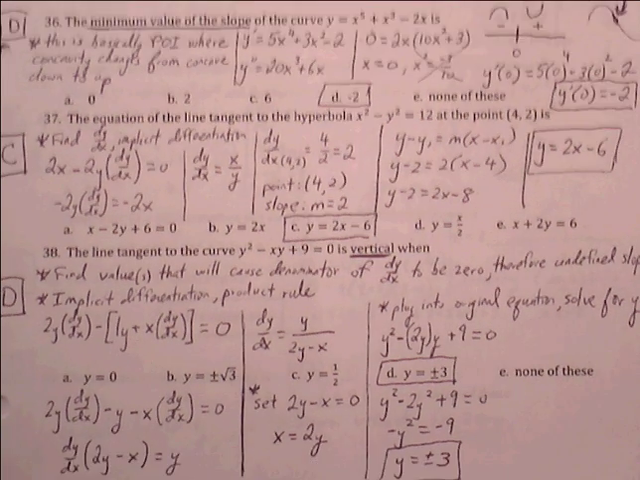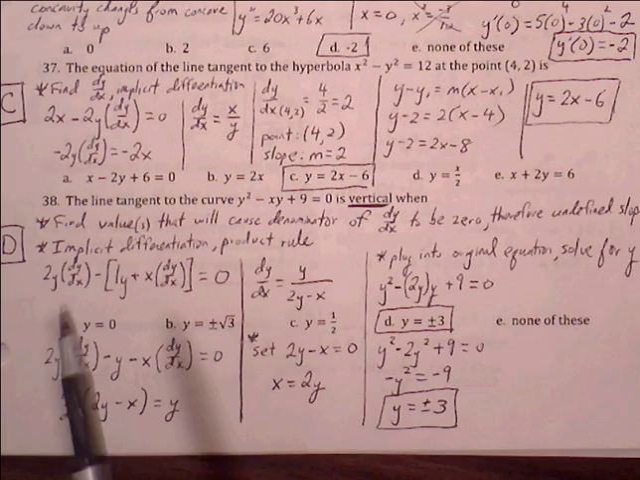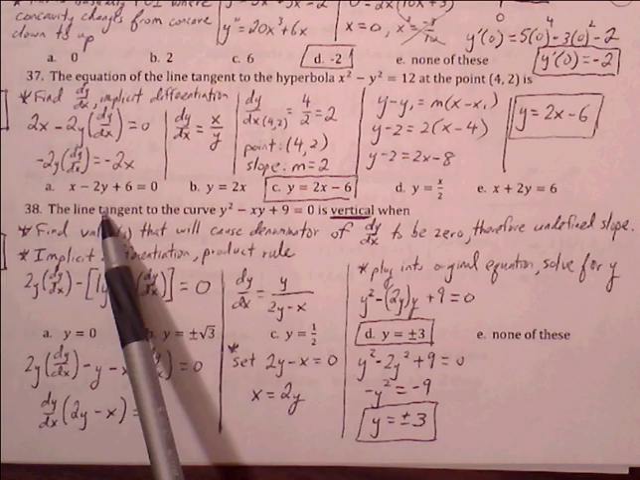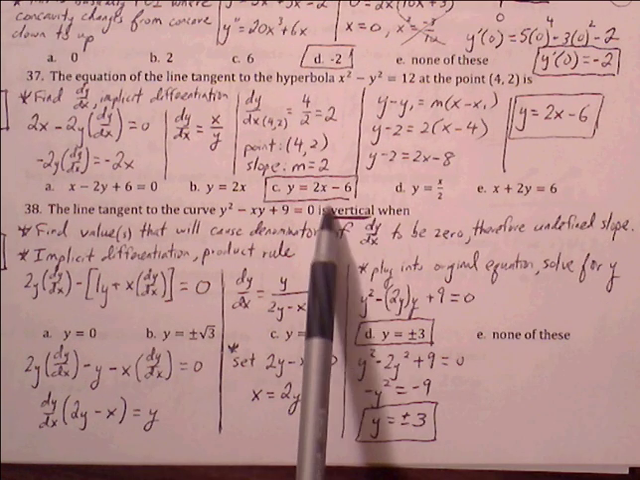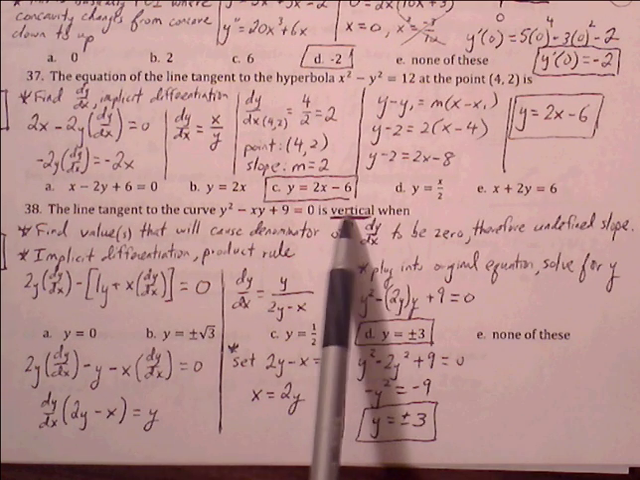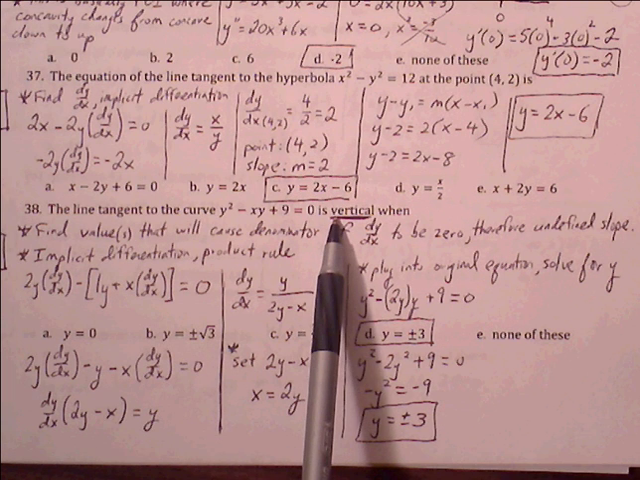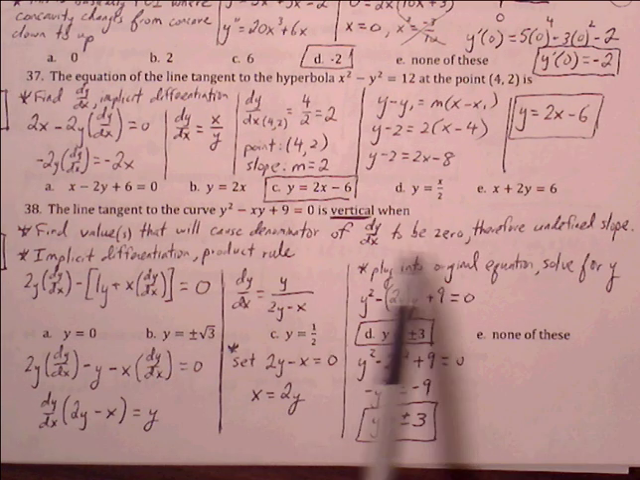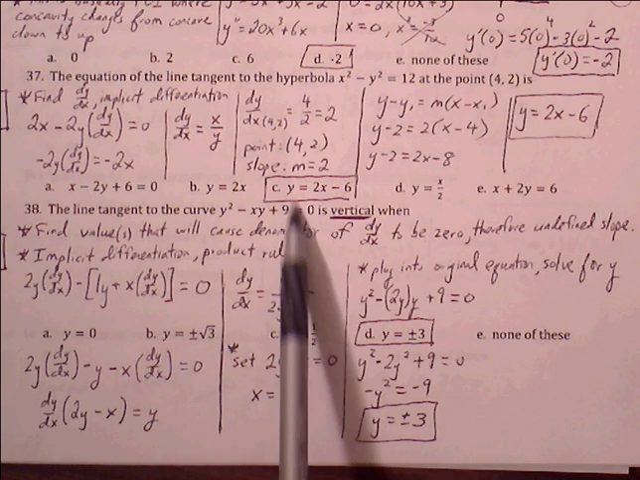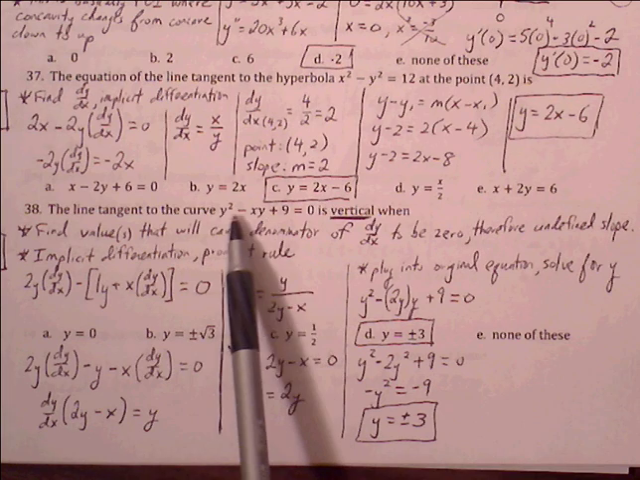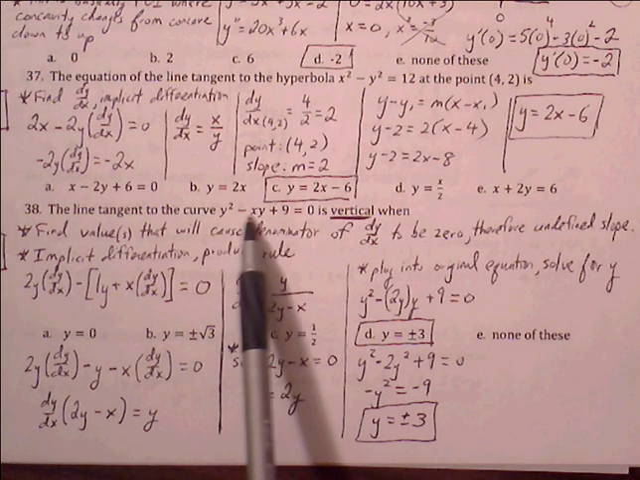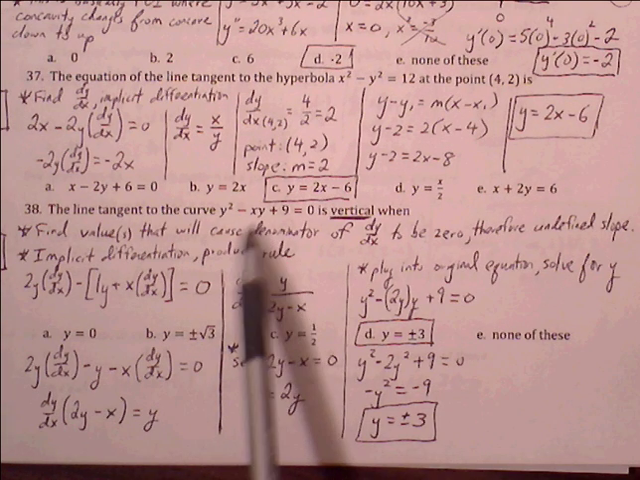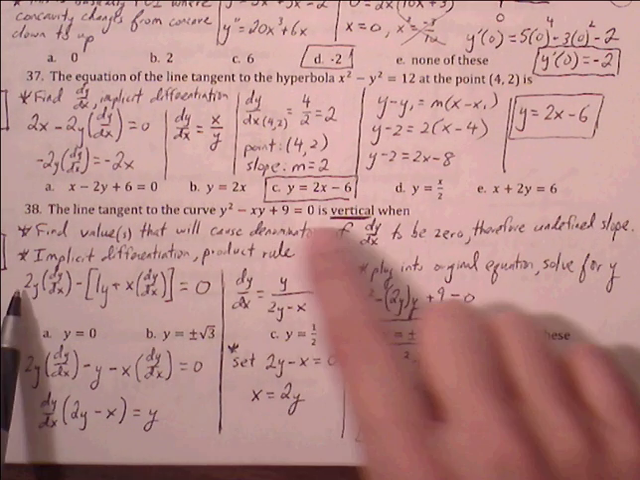38. The line tangent to the curve is vertical when... So if we want to find out where the tangent line is vertical, this is basically where slope is undefined. Okay, so if we want to find out where the slope is undefined, we need to set the denominator of the derivative equal to 0. Okay, so before we can do that, we need to first find the derivative. And notice we have y's mixed into the equation, so we have to go through implicit differentiation. And again, x times y, so we have to go through product rule.